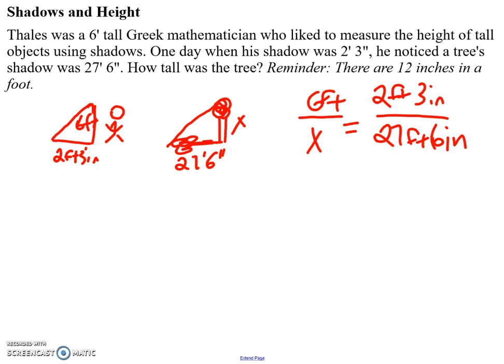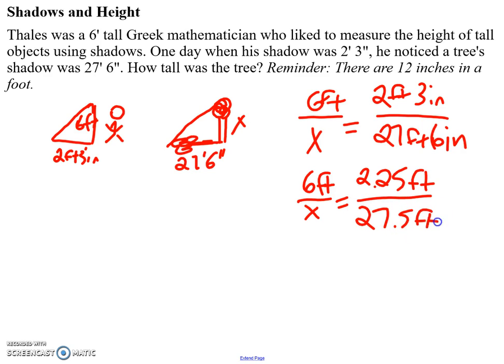Now, those measurements are kind of hard to deal with in that case, so it's easier to convert them over to all feet or all inches. It's whichever you want to do. So if I do that, I know this again would be 6 feet over x. 2 feet 3 inches is the same thing as 2 3/12 feet, and 2 3/12 feet is the same as 2 1/4 all feet, and 6 inches is half of a foot, so I can say this is 27.5 feet.